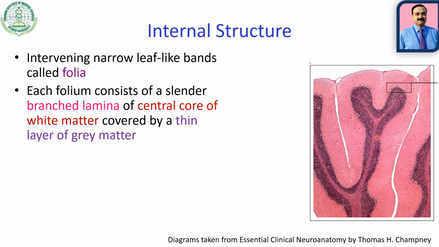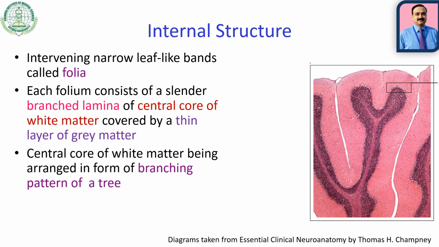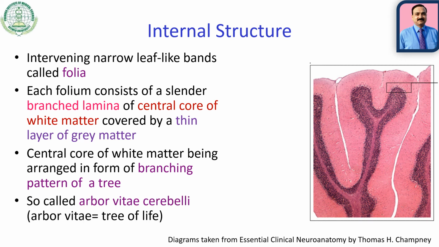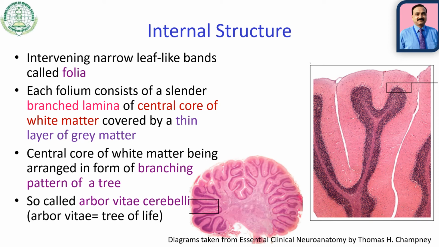So you can see this is branched lamina, central core of white matter, covered with thin layer of gray matter. So this is thin layer of the gray matter. Central core of white matter is arranged in the form of branching pattern of the tree, so it is called arbor vitae cerebelli. Arbor vitae means tree of life. So you can see in this diagram, it is just looking like branches of the tree. That's why it is called arbor vitae cerebelli.